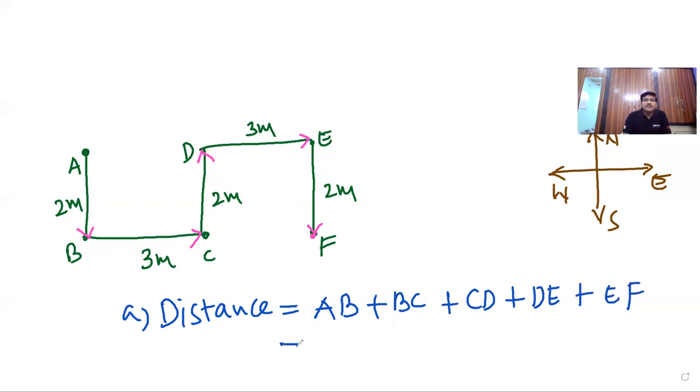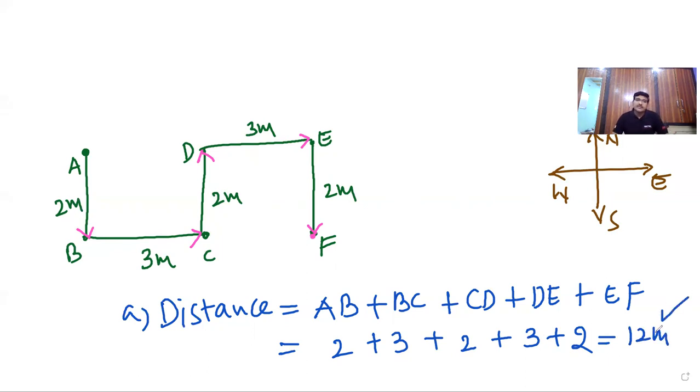So that is 2 meters, 3 meters, again 2 meters CD, DE 3 meters plus EF 2 meters. 2, 3, 2, 3, 2. 5 plus 5, 10 plus 2, 12 meters. Total distance traveled is 12 meters. Clear? Total distance traveled is 12 meters.